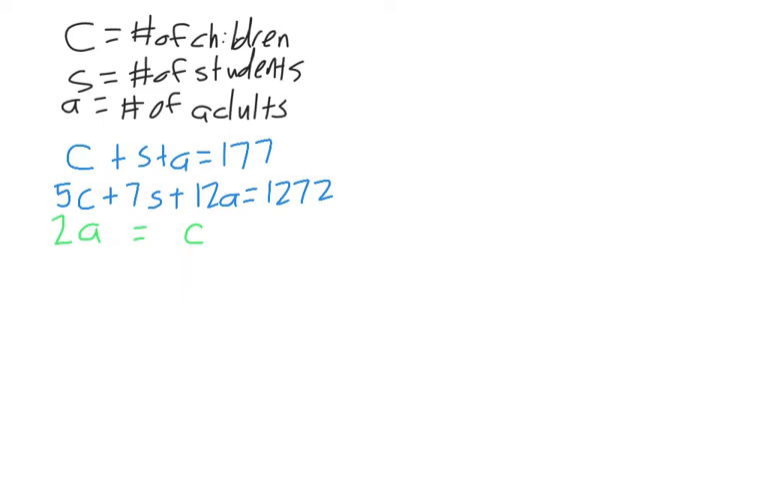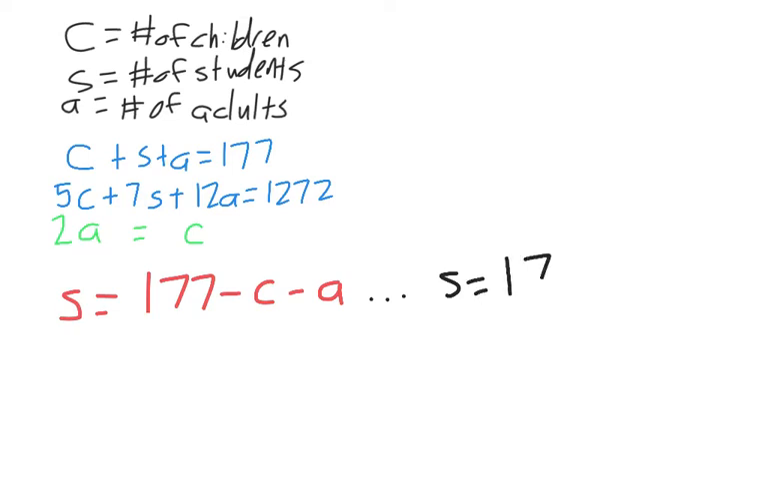Okay, so we would, I'm going to take the first equation and solve it for S. So that says S is equal to 177 minus C minus A. But now from the green equation, I know C is the same thing as 2A. So it's 177 minus 2A minus A, which means S is 177 minus 3A.